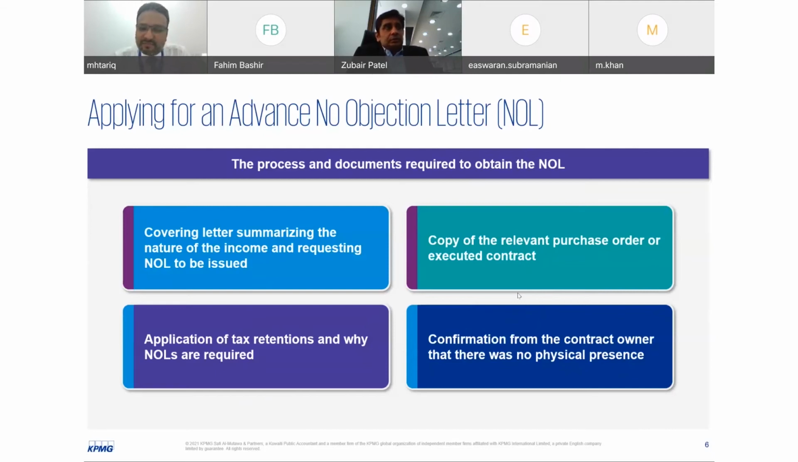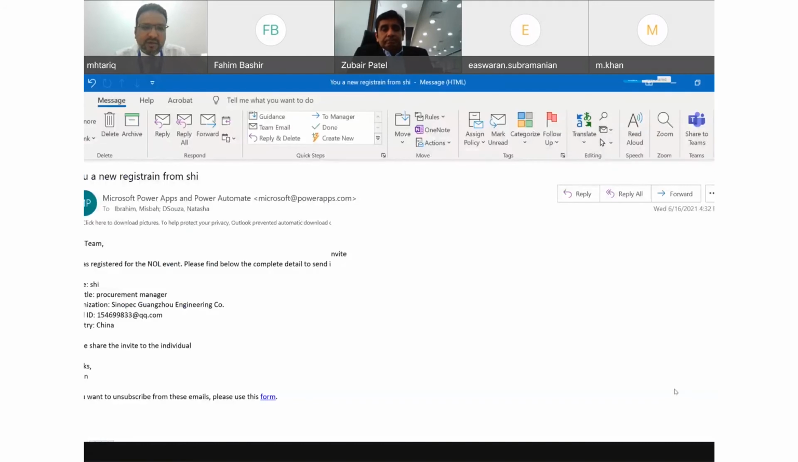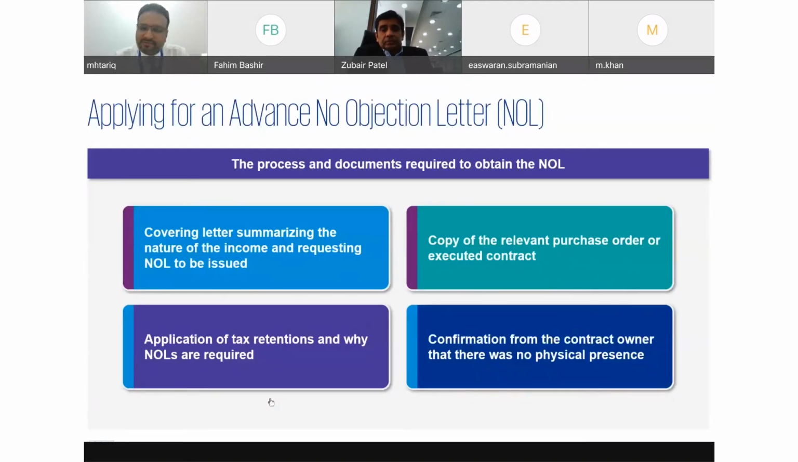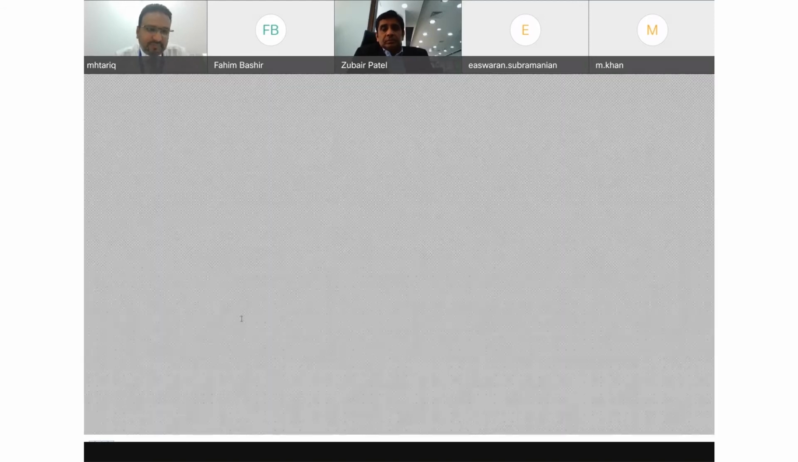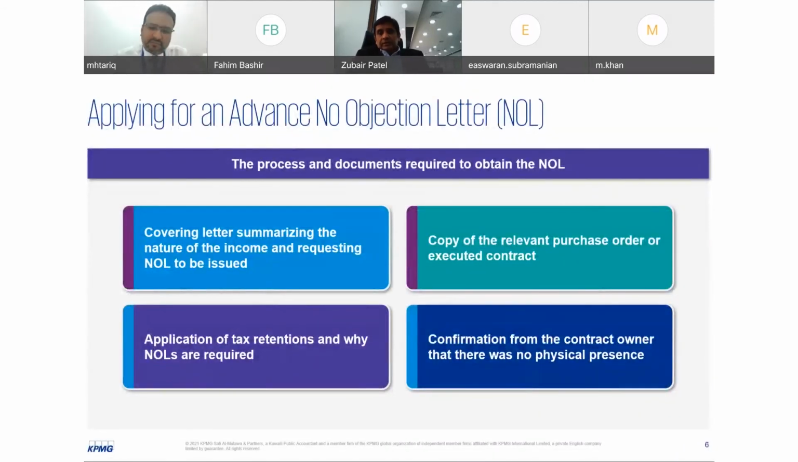Obviously, once an NOL is issued by the Ministry of Finance, the requirement is that the contract owner should release the retention amount. Of course, if there are any disagreements, this can then be taken to a court of law. But in essence, once you're issued an NOL by the Ministry of Finance in favor of the contract owner, the amount should be released by them. Yeah, absolutely. From a tax process perspective, once you have the NOL, that is then a commercial issue.